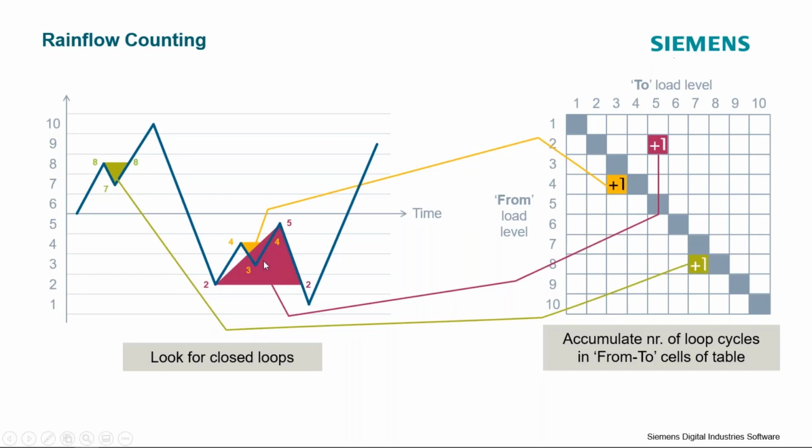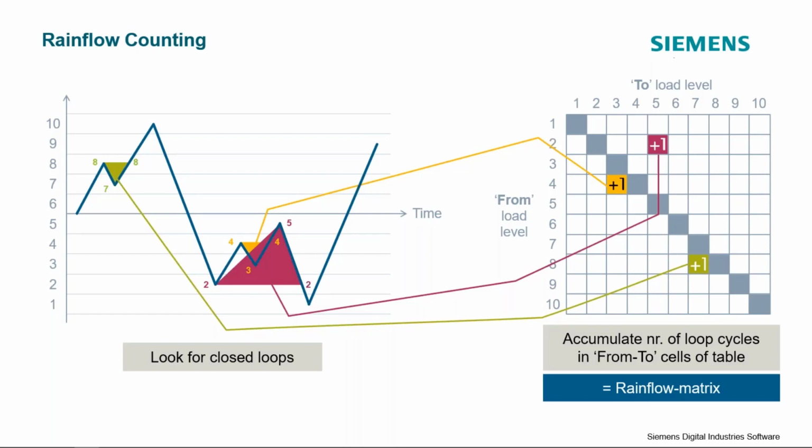And after one is counted, it's removed from the time history. So I remove any of the previously counted load cycles and continue looking until I've basically counted every single load cycle in the time history. And this here is our rainflow matrix. We'll use this rainflow matrix when we're calculating the fatigue life.